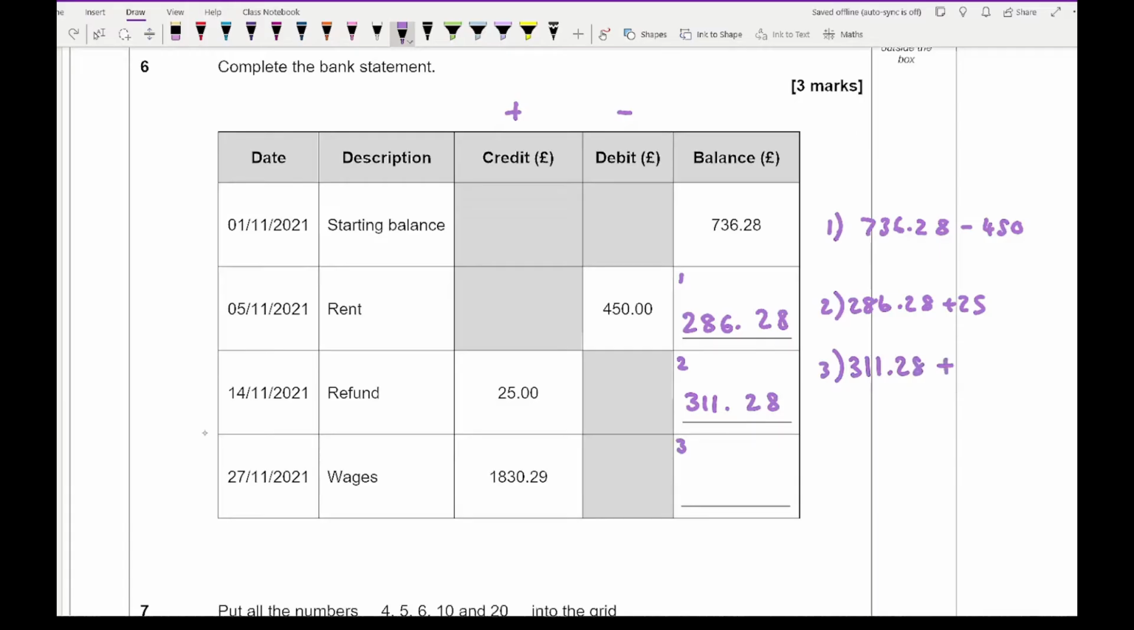And then for number 3, for this what we need to do is 311.28 plus 1830.29, and type that into our calculator, and we should get an answer of 2141, I should say. So let me just correct that.